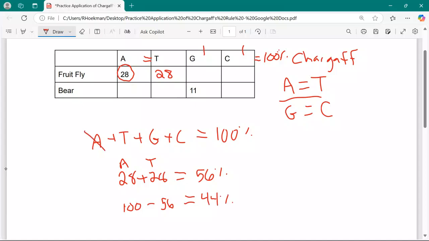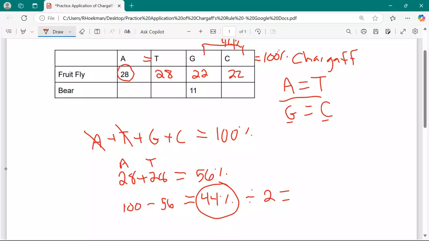Okay, so we figured out A and T, and we're left over with 44%. So we have this G and C. We know those together are 44% of our DNA. We go back to Chargaff's rule. We know G has to equal C, so they're going to be the same. So all we do is, well, they have to be equal, so we'll just take that and divide it by 2. We take 44 divided by 2, and then we know 22% is G and 22% is C.